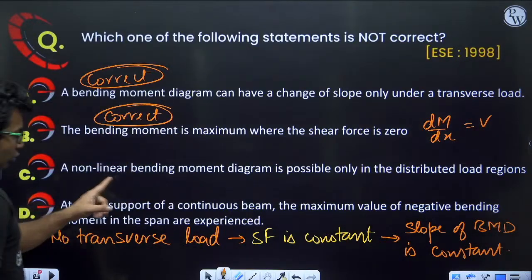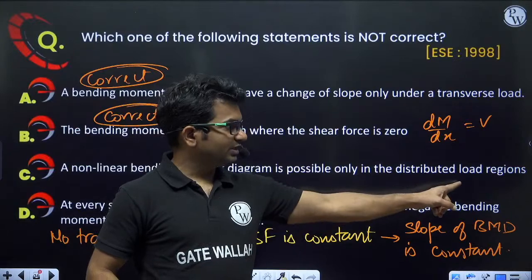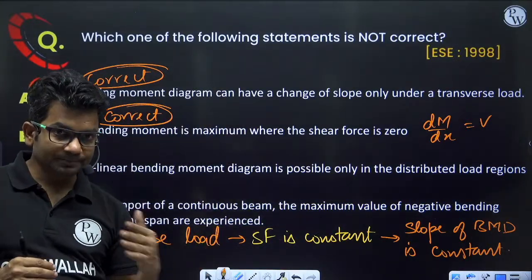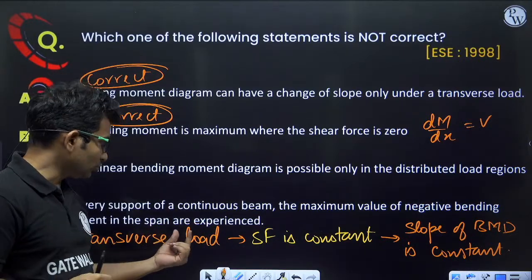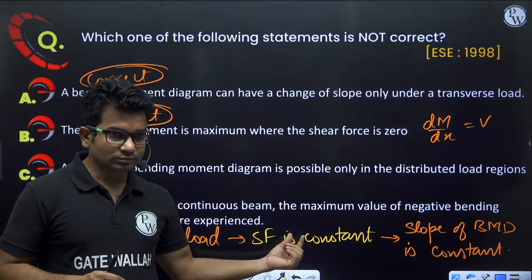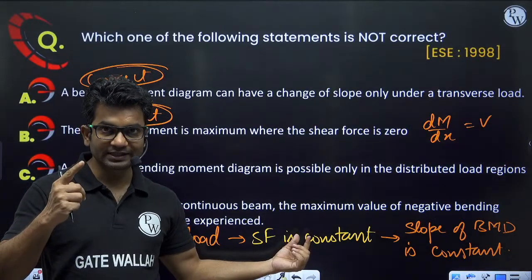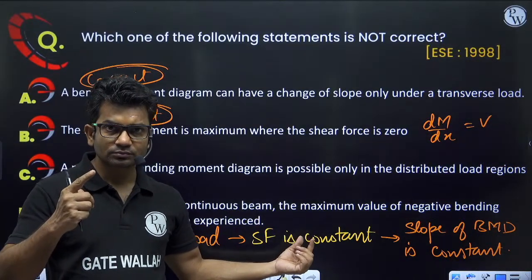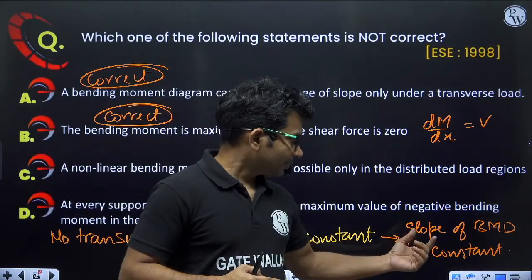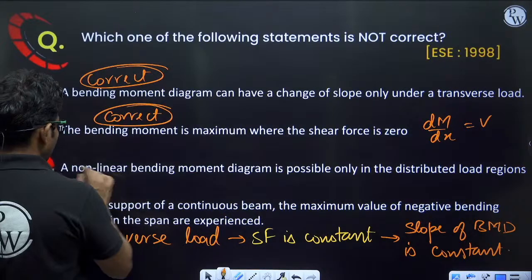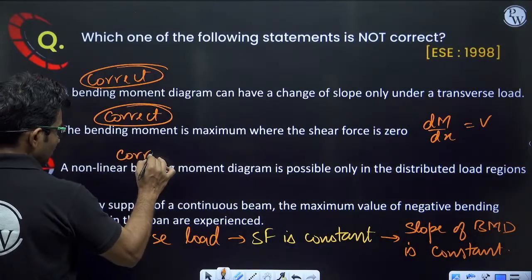Okay. Next, non-linear bending moment diagram is possible only in the distributed load regions. So wherever there is distributed load, the shear force diagram will be linear, and the bending moment diagram will be parabolic, or non-linear. So this is also correct.